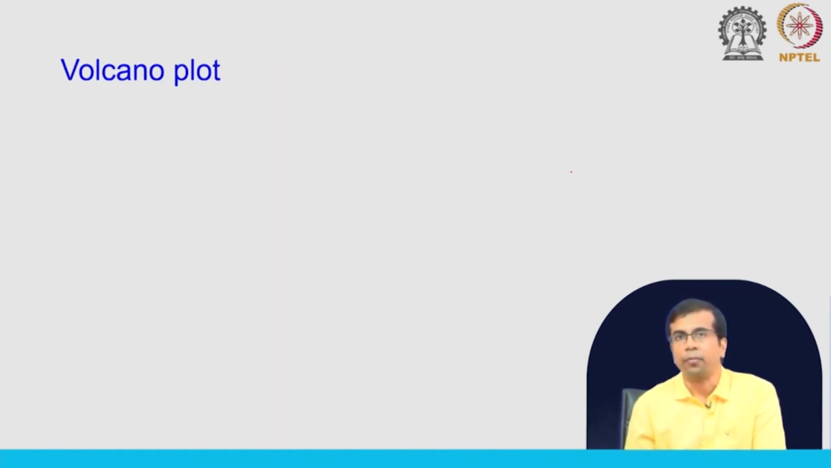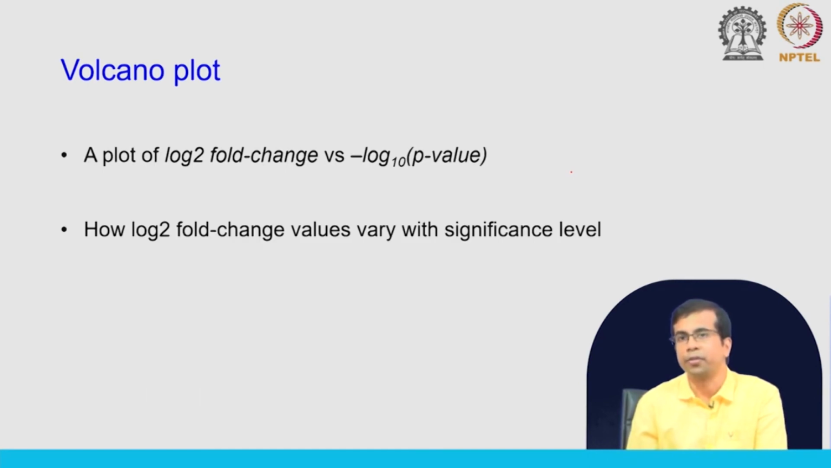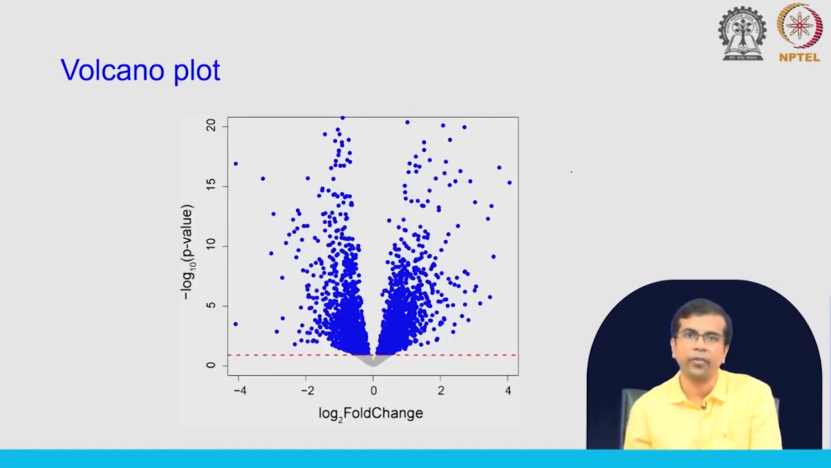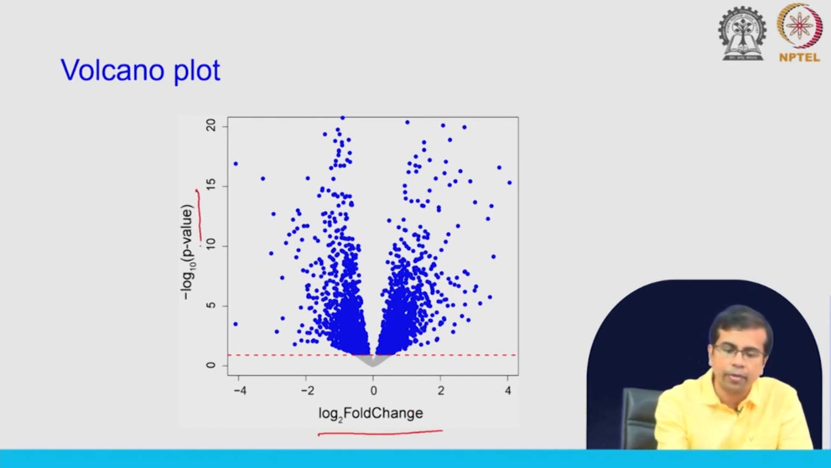All right. So, the other plots that are there, another is the volcano plot. And this actually is looking at log 2 fold change versus log 10 p value. It kind of gives you information about how log 2 fold change values vary with significance level. So, this is what we get. The x axis is log 2 fold change, the LFC, and the y axis is the minus log 10 p value. So, higher minus log 10 p value means more significant, because you have the minus.